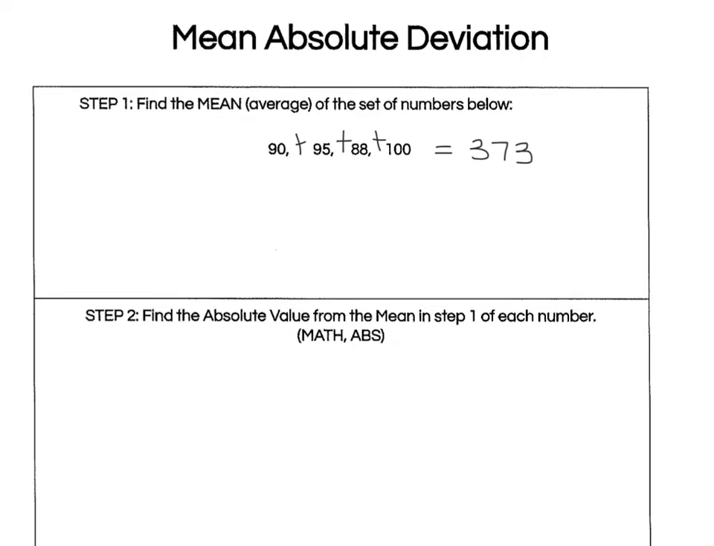I'm not done. I have to divide. I just like to do them in separate steps. So I got 373, and now I need to divide by how many numbers there are. 1, 2, 3, 4. So divide by 4. And that gives me 93.25. Okay, that is a big number. That's my mean. That's not my answer. This is just step 1, remember.